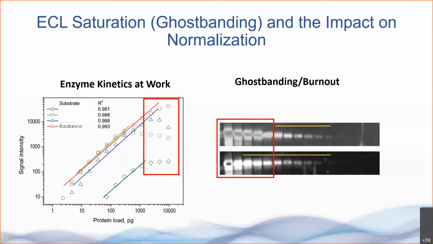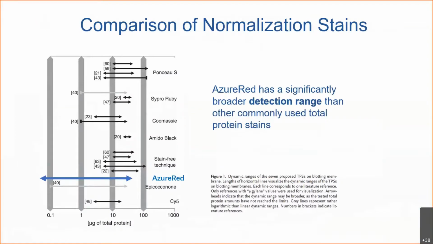So I can see Radiance was one of the better ones, at 0.993 as far as its normalization goes. Now, we're going to compare normalization stains if we're going to be using total protein stains. The one protein stain that we offer is Azure Red, okay? And what Azure Red does is it gives you a much broader zone of micrograms of total protein that you can use.